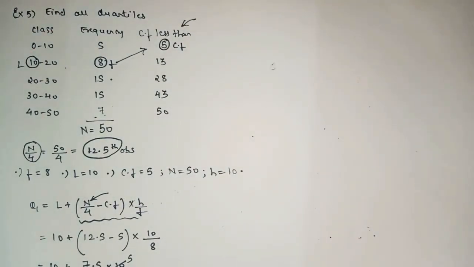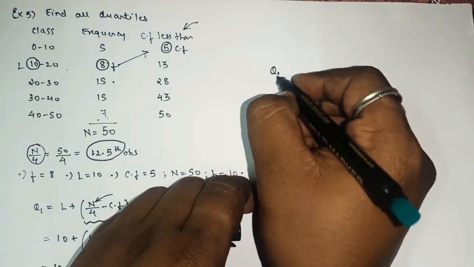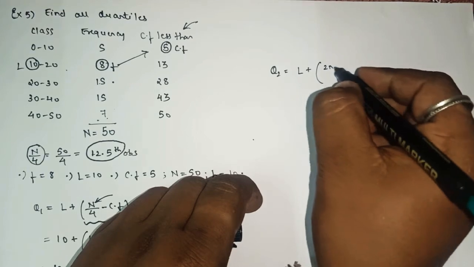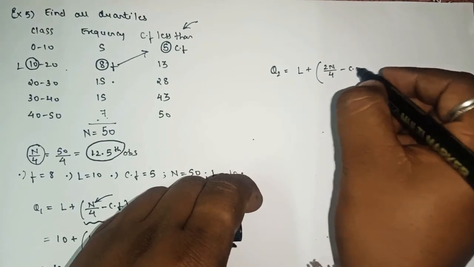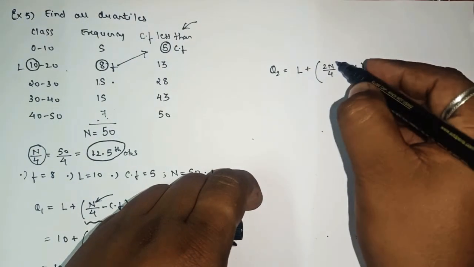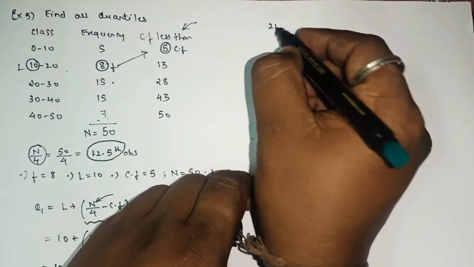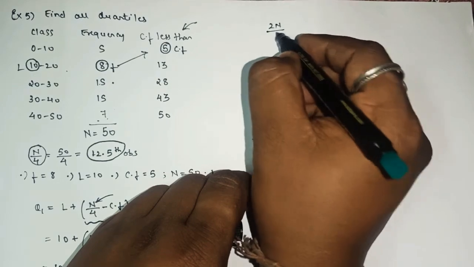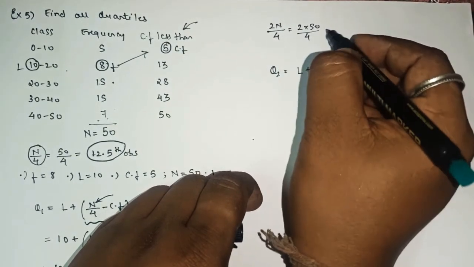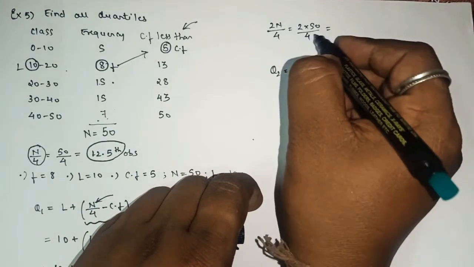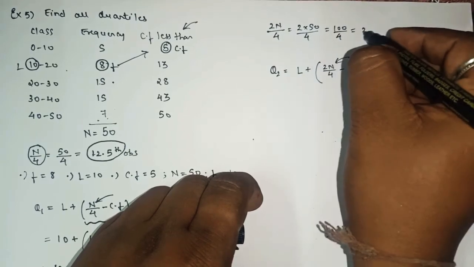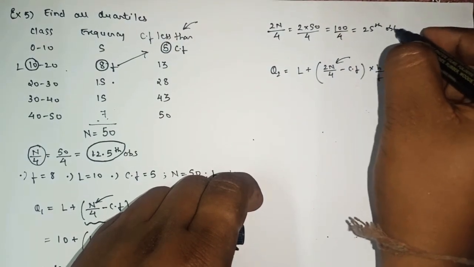Okay, so for Q2 the formula is L plus 2n upon 4 minus CF into H upon F. So here also, same, first we'll find 2n upon 4. So 2 into 50 upon 4. Yes or no? So it is 100 upon 4, so that means 25th observation. Yes or no?